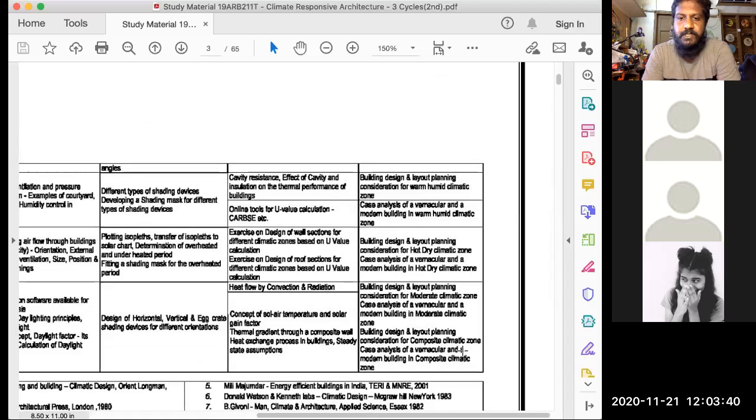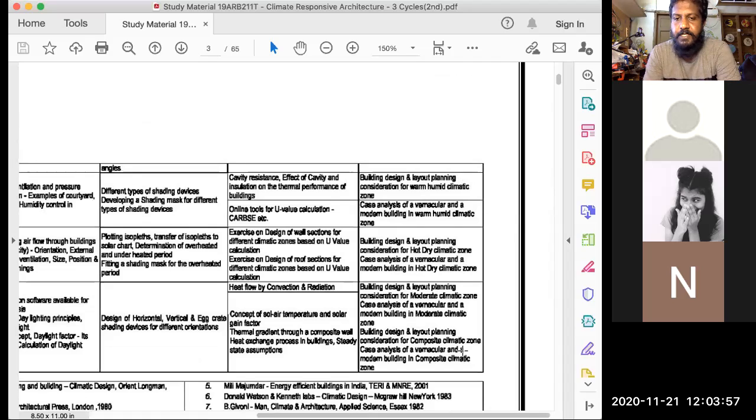What is the maximum temperature? What is the minimum temperature? What is the relative humidity in that particular period? And what type of strategies can be adopted for each of the climates? So if you take the book, the Manual of Tropical Housing, these climates would be specified.